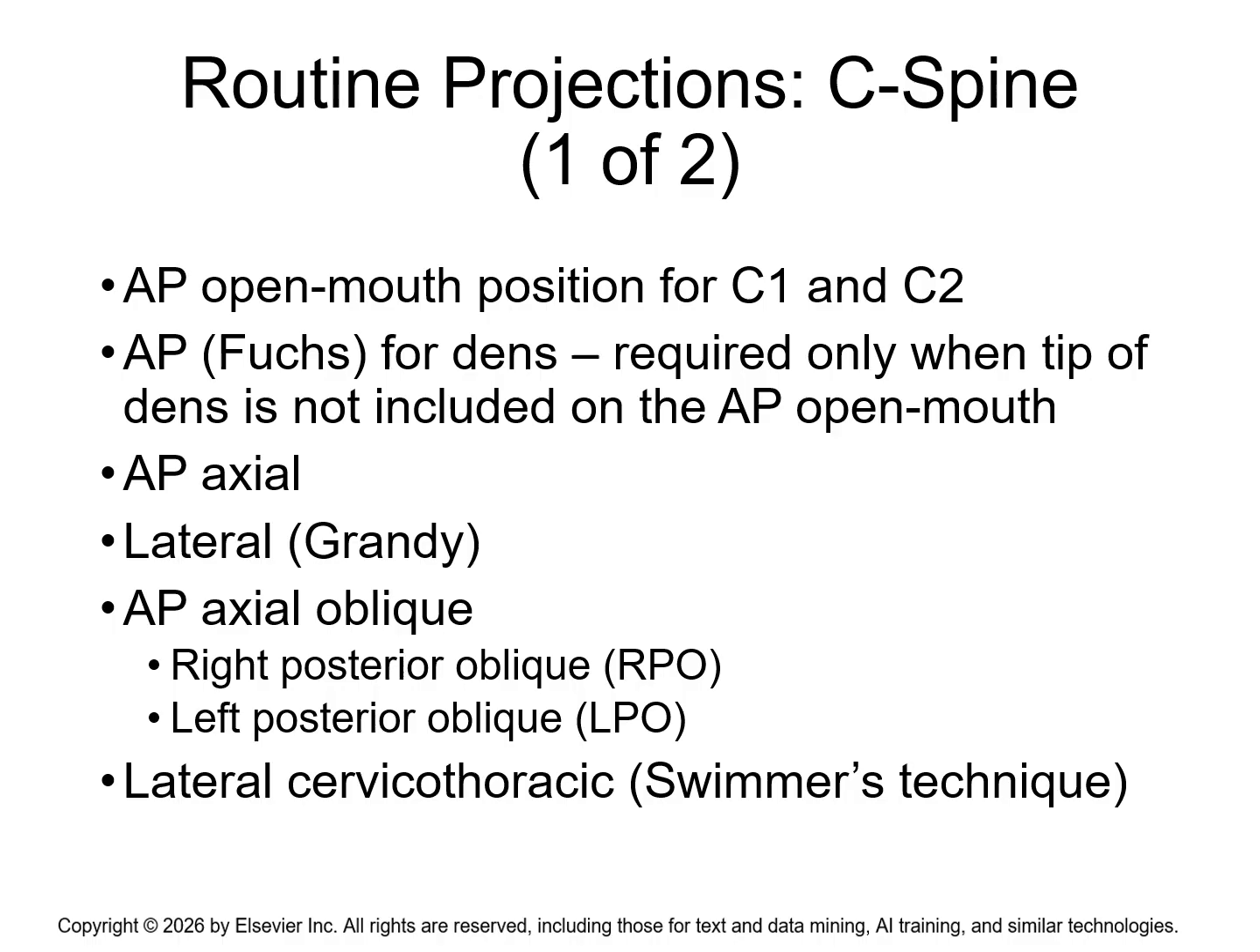To comp on a C-spine, you have to do a minimum of 3, which is an AP open mouth, an AP axial, and a lateral. But depending on the protocol for your facility, it may vary, but those 3 are the minimum that you have to submit in order to get a competency.